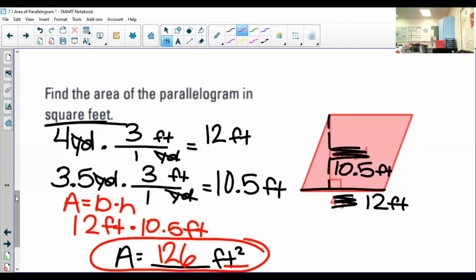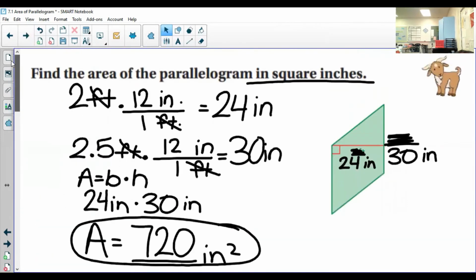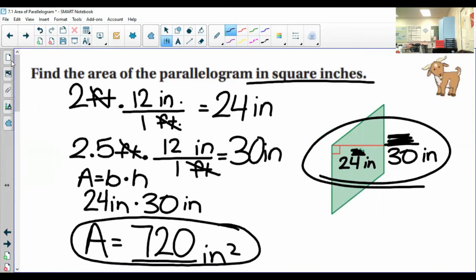Okay, that was 3 good examples. Hopefully, this is making a little bit more sense to you. The biggest thing to remember is to convert the numbers before you find the area. And as long as you do that, you will be just fine.